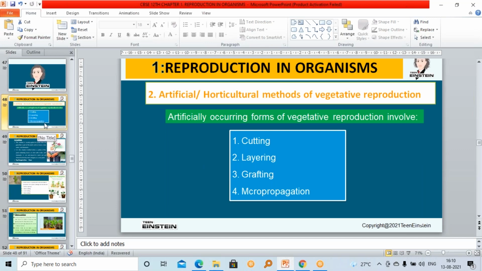So we'll move to artificial horticulture methods. In the artificial method of vegetative reproduction, there are 4 types: cutting, layering, grafting and micropropagation. So which are the 4 methods? Cutting, layering, grafting and micropropagation. We'll move on one by one.